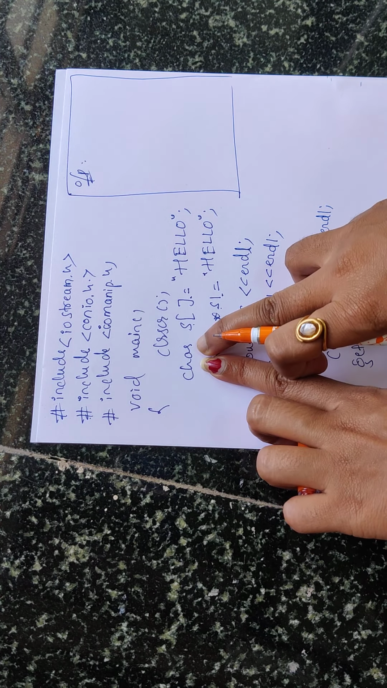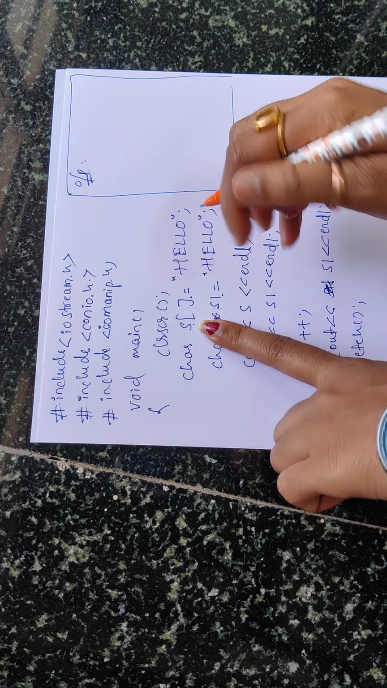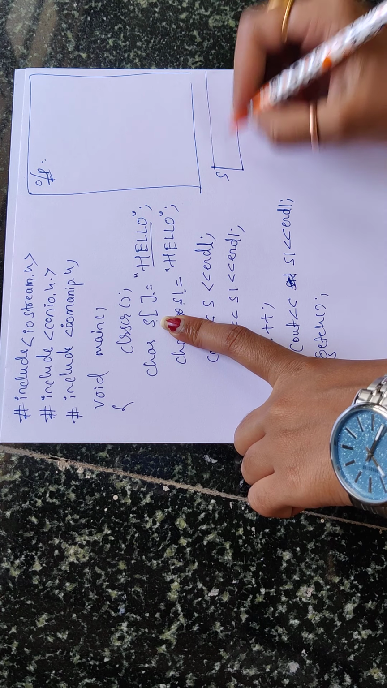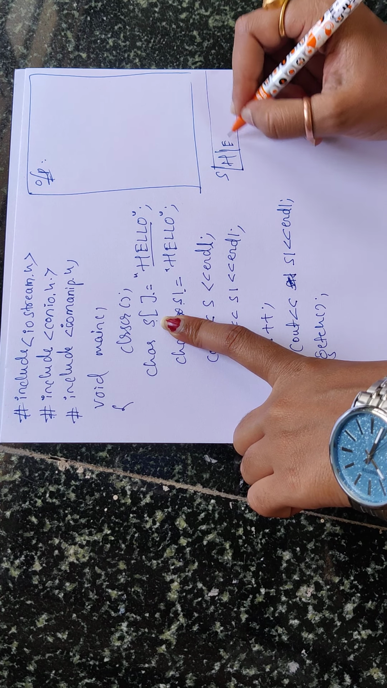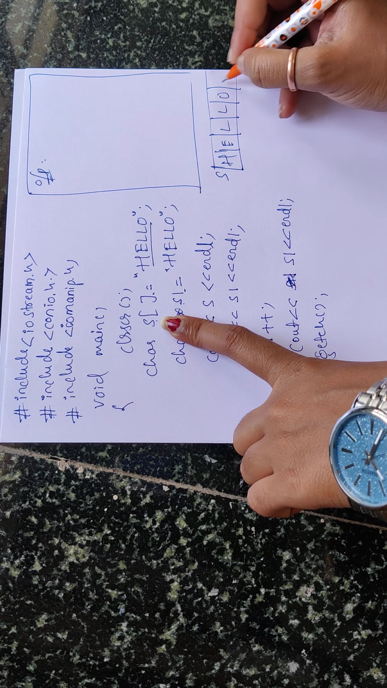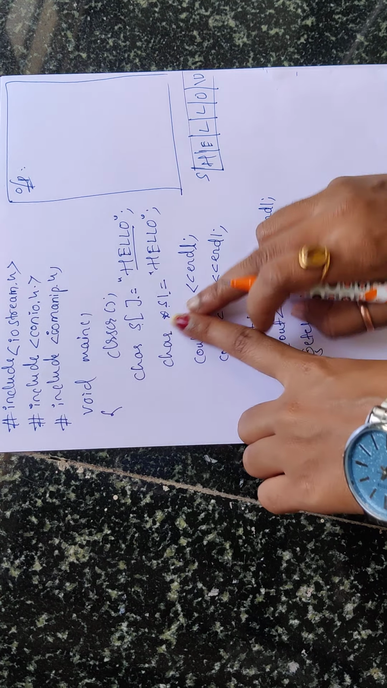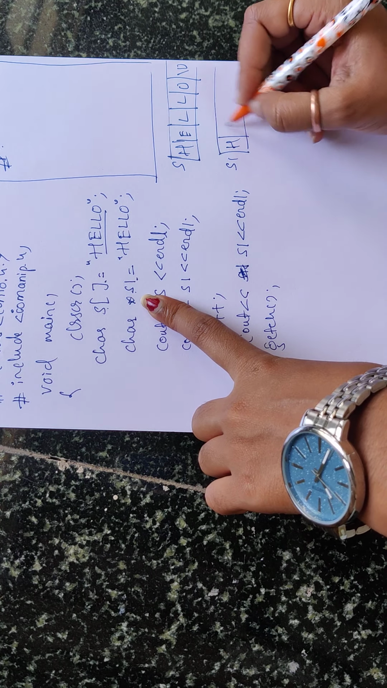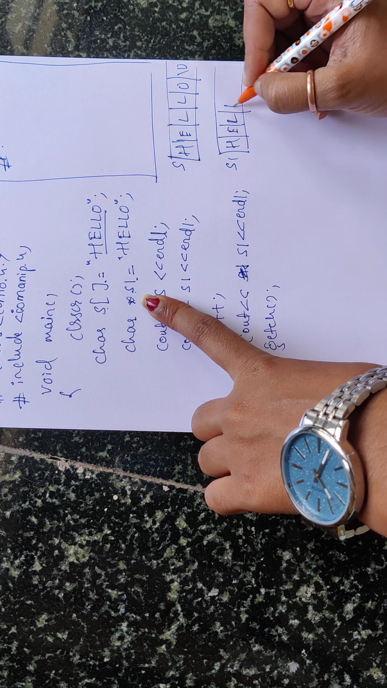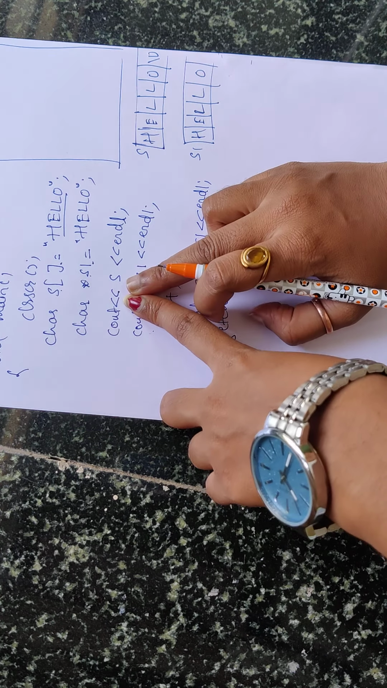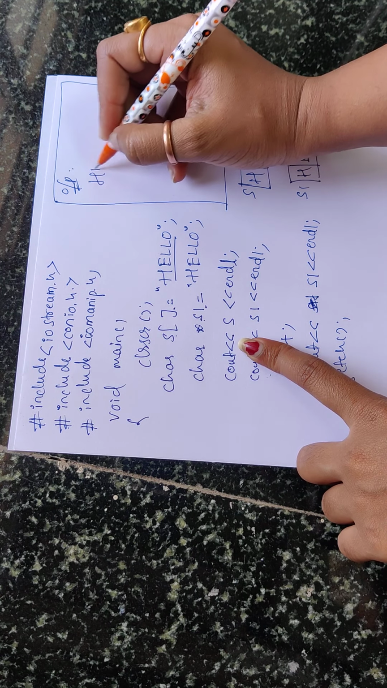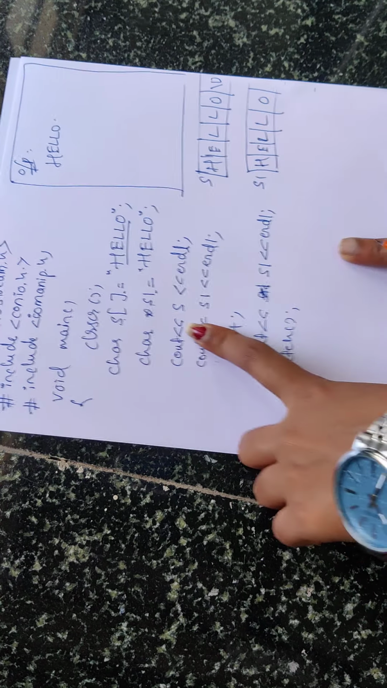First, the string array is created, and the values stored are HELLO and the last null, 0. Next, the pointer s1, where again this value HELLO is stored. Next, we are printing the value of s. That is what is there in the s array. Hello is there, so hello will be printed.